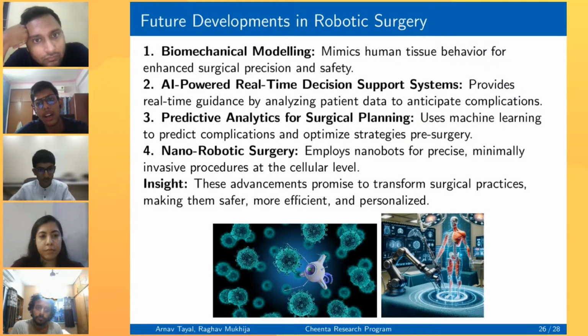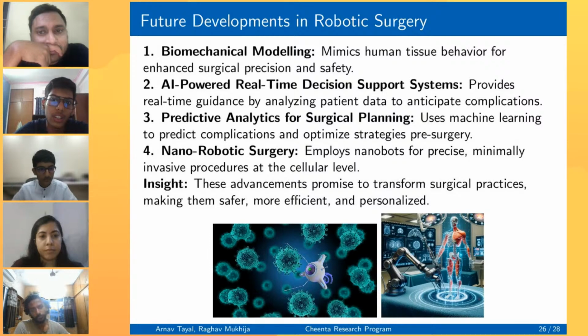Biomechanical modeling mimics human tissue behavior so that the robots know in real time what the human is sensing. The other one is AI powered real time decision support systems. They use advanced algorithms to analyze data instantly, providing timely insights and recommendations to help the robots make informed decisions quickly and effectively.